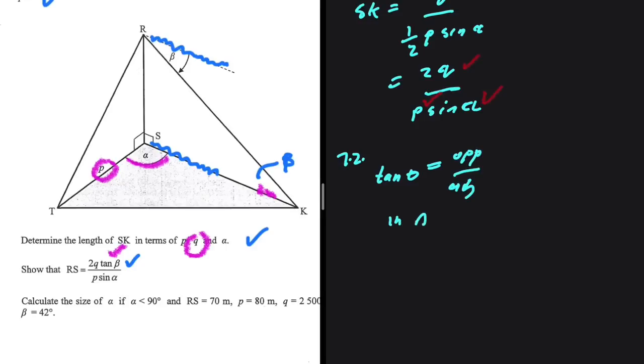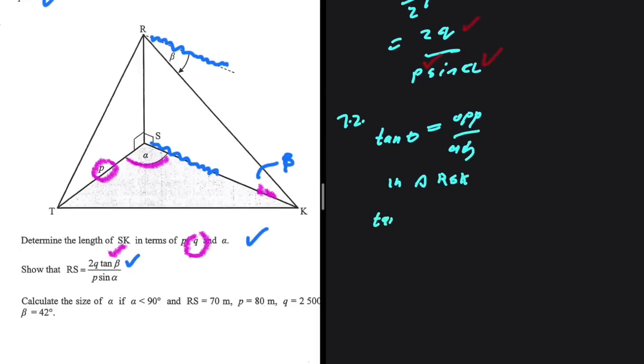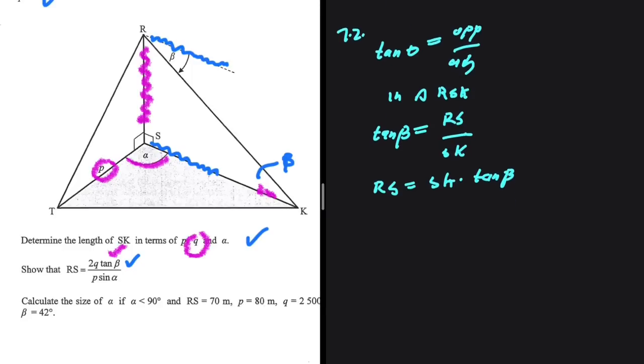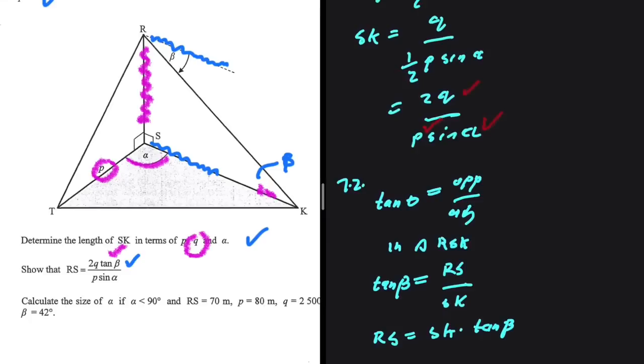This is in triangle RSK. So we're going to have tan of beta equal to the opposite, which is RS. So tan of beta is equal to RS divided by the adjacent. The adjacent is SK. So if we cross multiply here, we're going to get RS equal to SK multiplied by tan of beta. But what is SK? We determined SK in 7.1. SK is equal to 2Q divided by P sine of alpha.